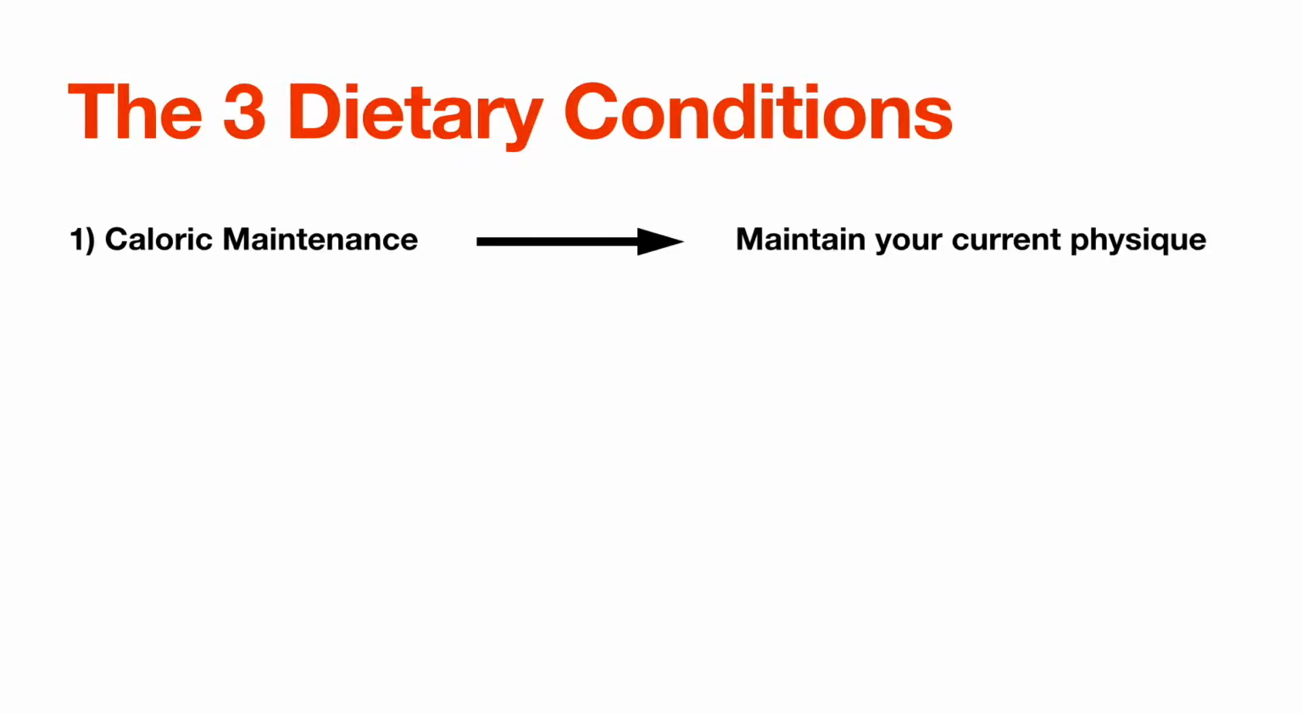The first term we have is the caloric maintenance. This term is used to identify the calories you need in order to maintain your current physique.